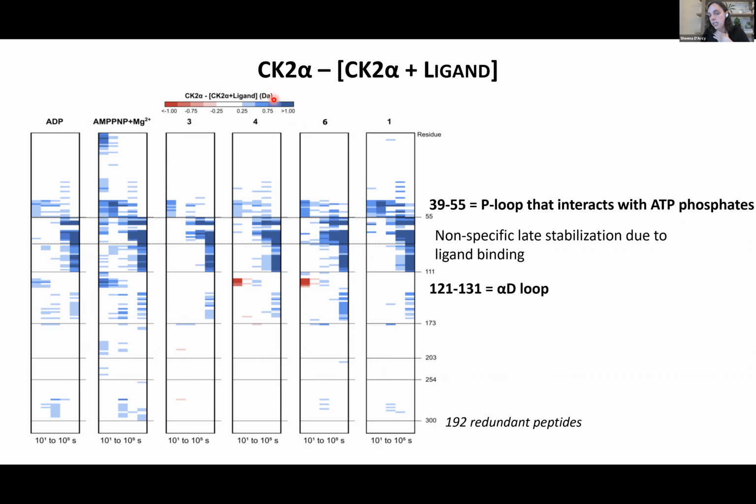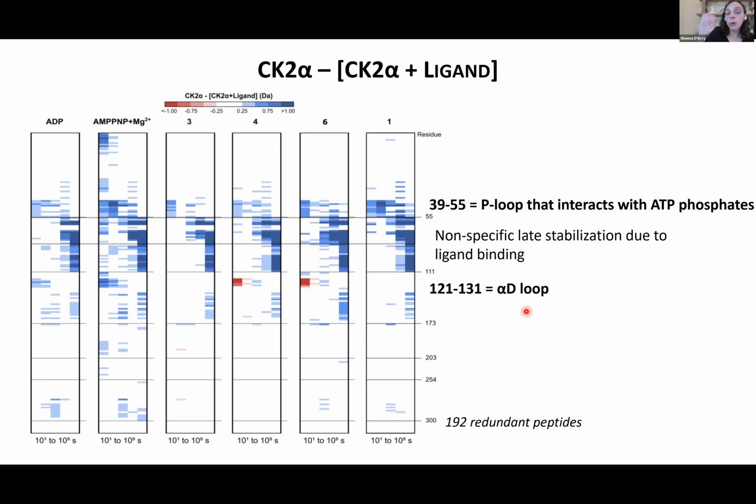Now, this told us that this was pretty much just general stabilization of the protein due to ligand binding, but not really indicative of any specific binding effects. This meant we could easily zoom in and focus on the other areas of interest, specifically residues 39 to 55. This corresponds to the P loop that interacts with the phosphate groups of the ATP, as well as 121 to 131, which corresponds to that alpha D site.